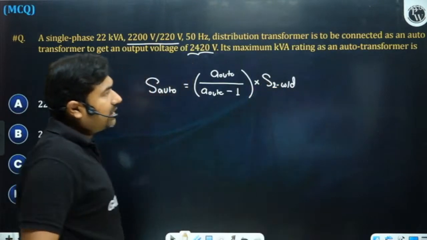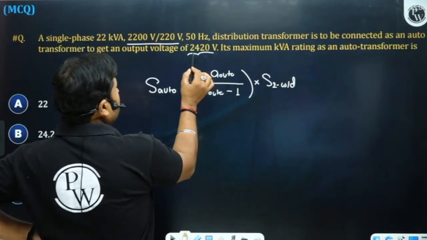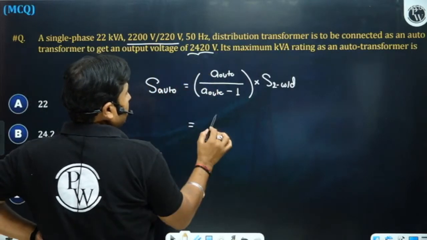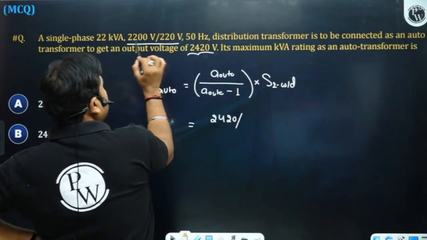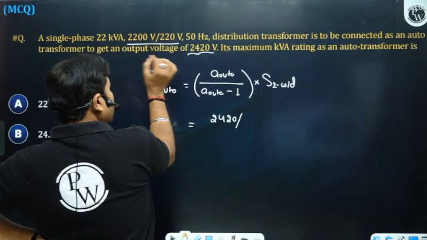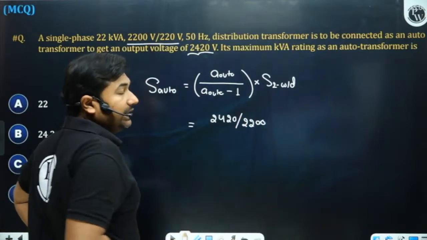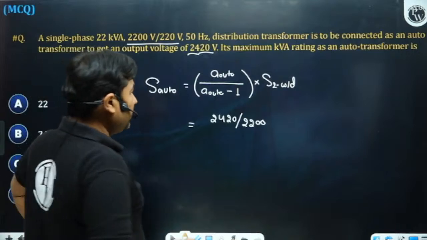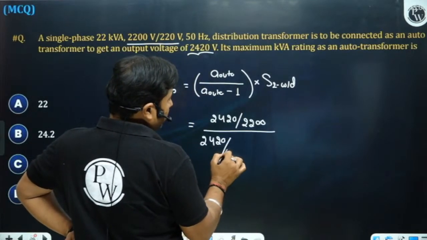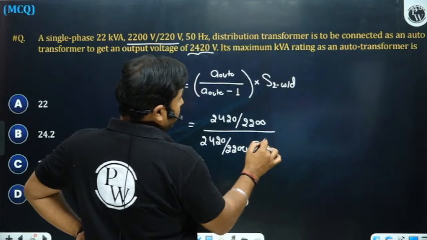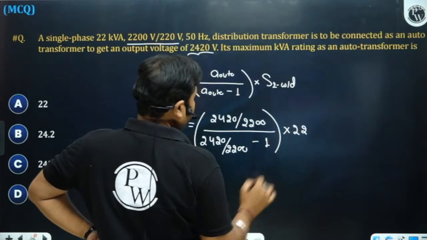Whenever a two winding transformer is connected as an auto transformer, A auto must be close to unity. So these two will be added, additive polarity, divided by the higher of the secondary. The higher of the two windings will be the secondary of the auto transformer. Then only A auto will be close to unity. Divided by 2420 by 2200 minus 1 into kVA of two winding transformer 22.